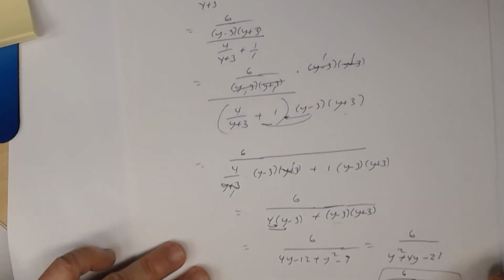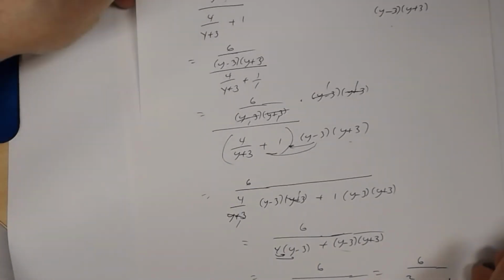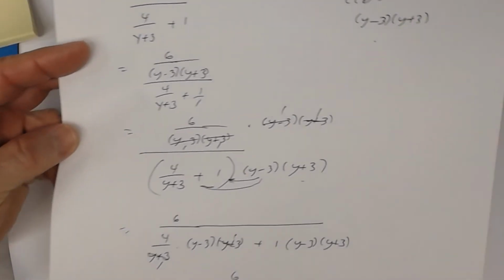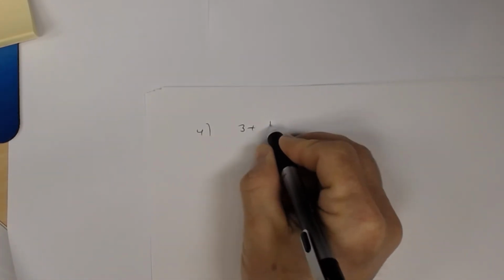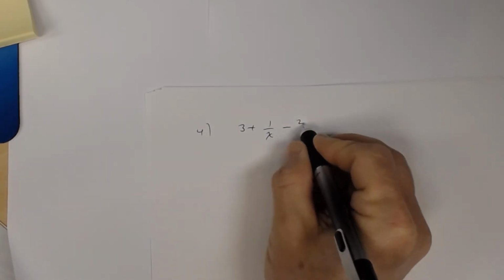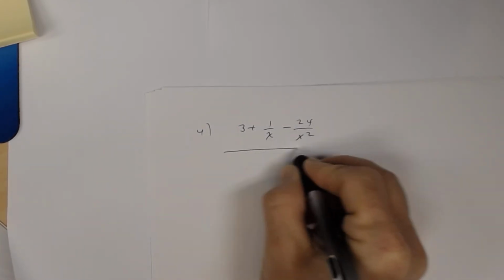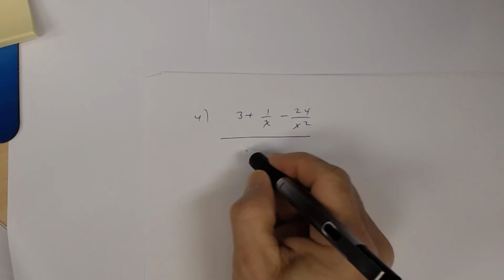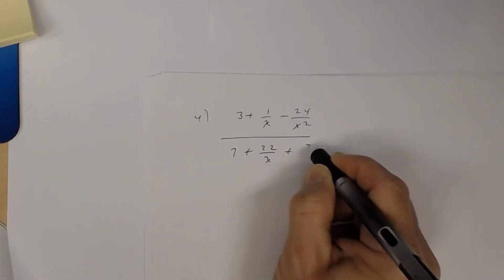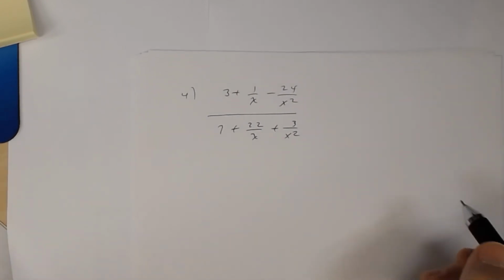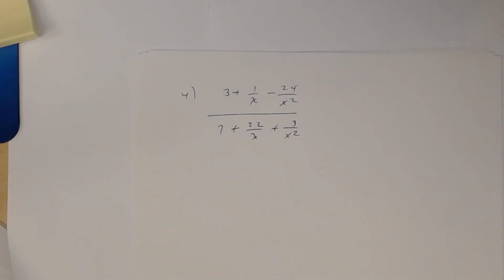All right, so make sure you go over the same problem again. Make sure you follow the steps and try to understand the steps as best you can. Let's do one more. So this would be number 4. And let's suppose in number 4 we had this one: 3 plus 1 divided by x minus 24 divided by x squared, divided by 7 plus 22 divided by x plus 3 divided by x squared. All right, so that's number 4.